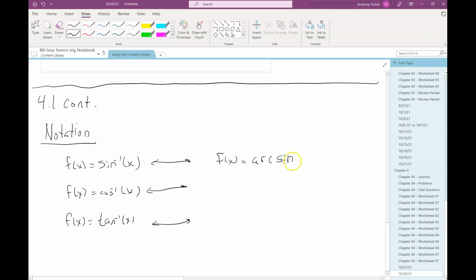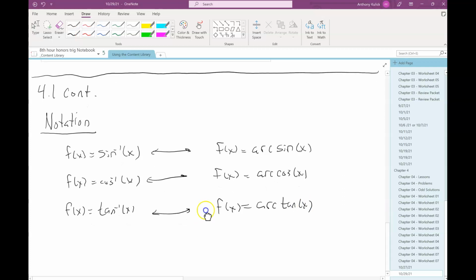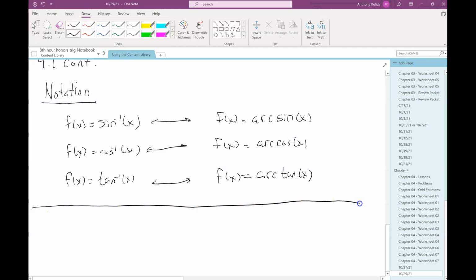Sine inverse is also the same thing as arcsine. Cosine inverse is the same as arccosine. And tangent inverse is the same as arctan. That's just a notation thing. Those two symbols can be used interchangeably. It's been a long time since I talked about the derivation of arctan or arcsine. I can't remember if it's the exact same derivation as the inverses, but for our purposes, they can be used interchangeably. Okay, so that leads me to this question.